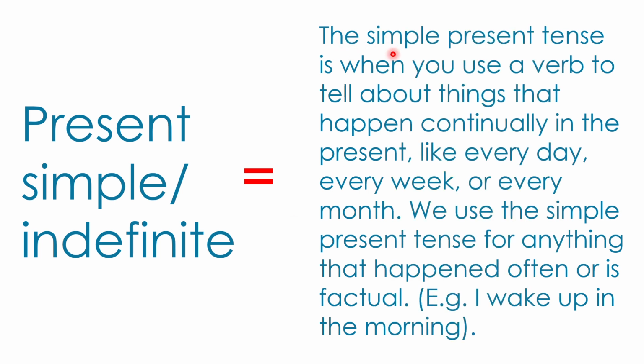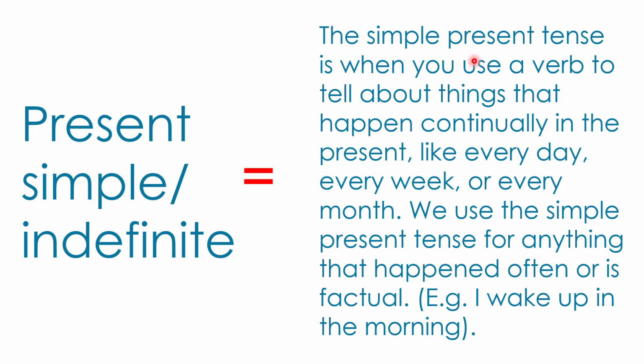So, the simple or indefinite present tense is when you use a verb to tell about things that happen continually in the present, like every day, every week, or every month. So we use the simple present tense for anything that happened often or is factual. So factual means like real, reliable, because it contains facts. For example, I wake up in the morning.